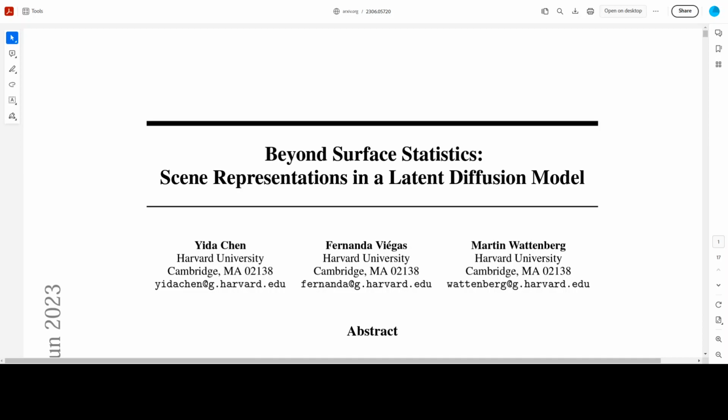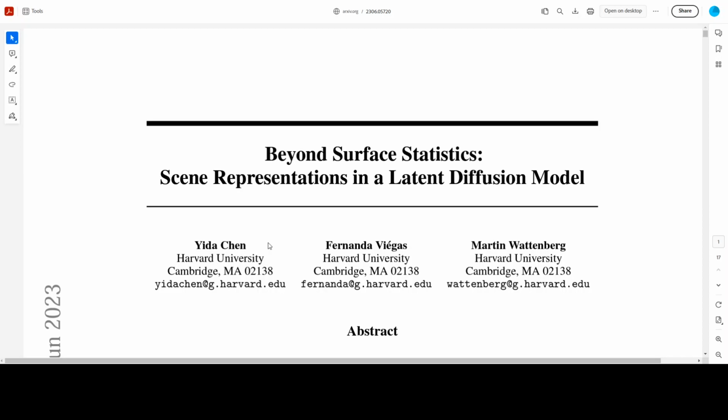In this research paper, Jaida Chen and colleagues have come up with the scene representation in a latent diffusion model. The problem which they are trying to solve is quite interesting. In this paper, they have investigated a basic interpretability question, which is, does an LDM create and use an internal representation of simple scene geometry?